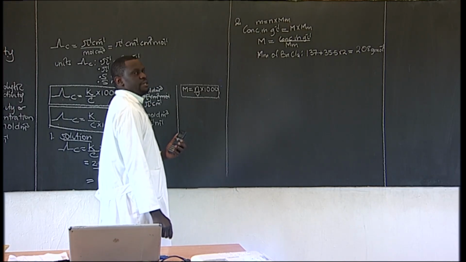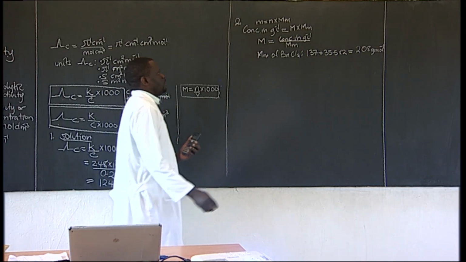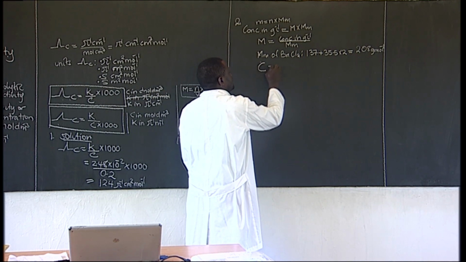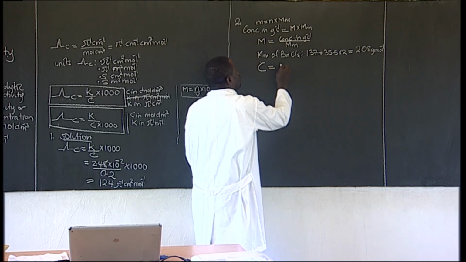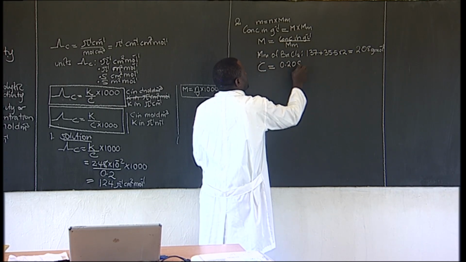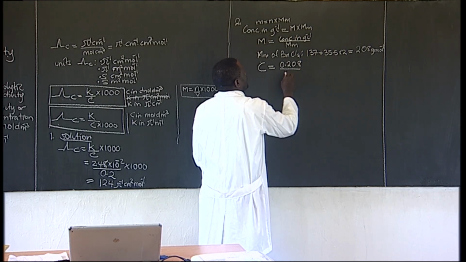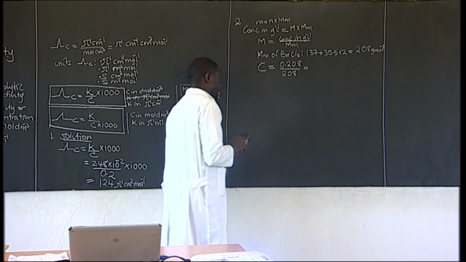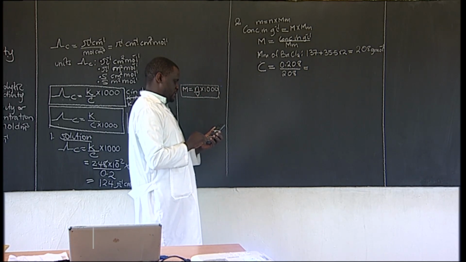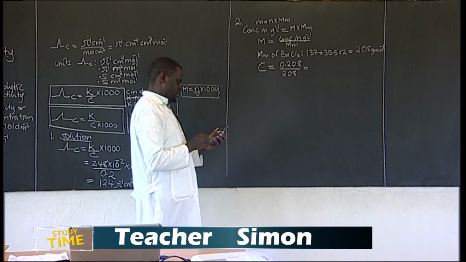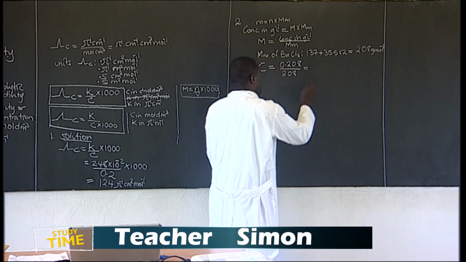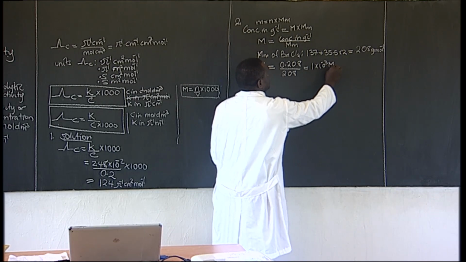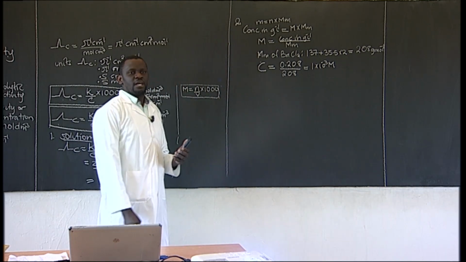So we are going to say our molarity, this time let's change it to C, because it is in our formula, will equal 0.208 gram per liter divided by 208. So that will be our C. These mathematicians now know the answer already. We have 1 times 10 to the power negative 3. Are we together?